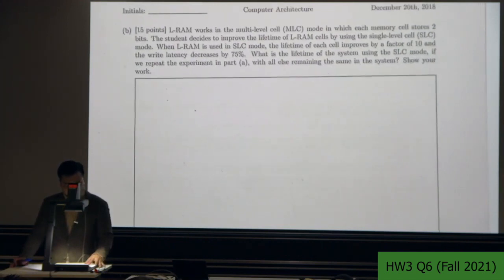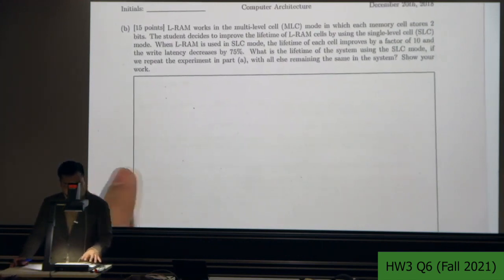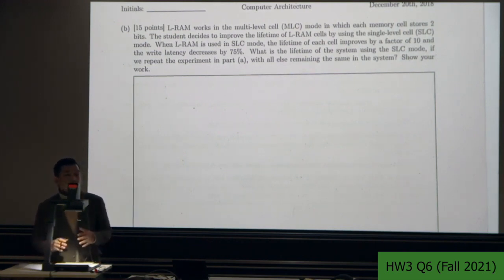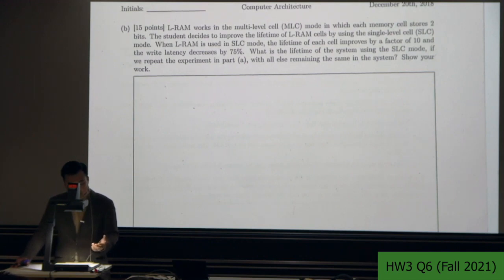And here is another piece of information. LM works in the multi-level cell mode, in which each memory cell stores 2 bits. As we have learned in the lecture, by making some distinguished states for a cell, a cell can represent multiple bit values. For example, if we store 2 bit values for a cell, we need to make 4 different states by using a cell.